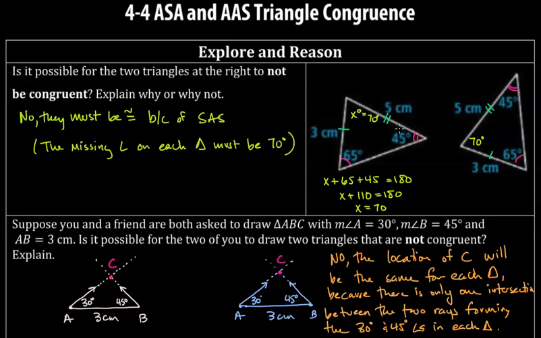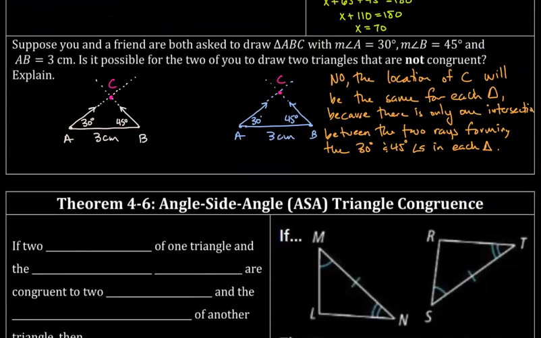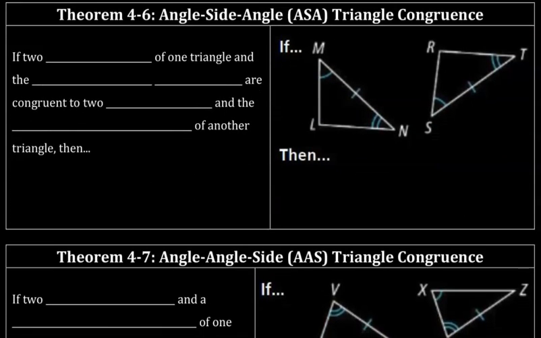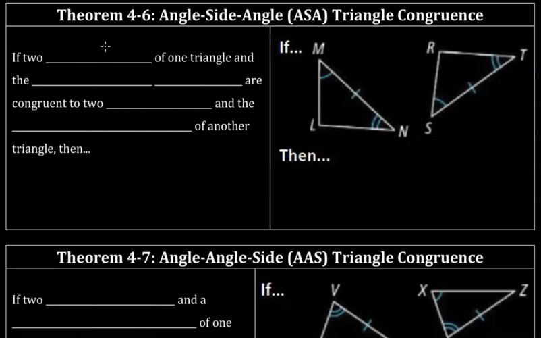You'll notice that in this picture, when we first started, we had 2 side lengths and we had 2 angles, but neither of the angles was the included angle between the 2 side lengths. Here we had 2 angles and one side length, and in both situations, with the given information that we had, the triangles ended up being congruent no matter what, like they had to be congruent. And that's going to kind of lead us into the 2 theorems that we're going to learn about in this section. Theorem 4-6 is called the angle-side-angle, or ASA, triangle congruence theorem.